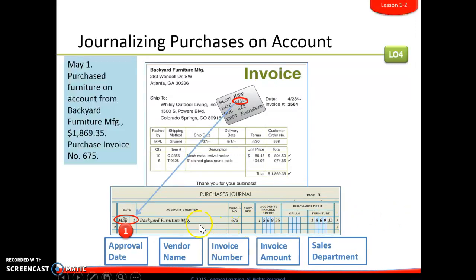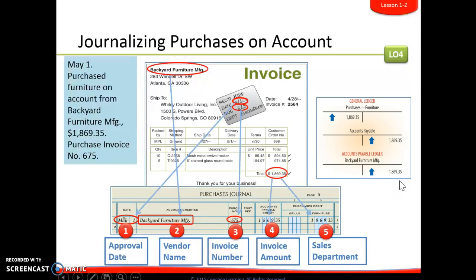Okay, our vendor is going to be put into our accounts credited column here. So we are writing this number twice. We have our debit and we have our credit. Okay, so our vendor name, our invoice number. Remember, we don't need to label it because it's already labeled as purchase invoice number. Invoice amount, and then we need to put it into the correct sales department.